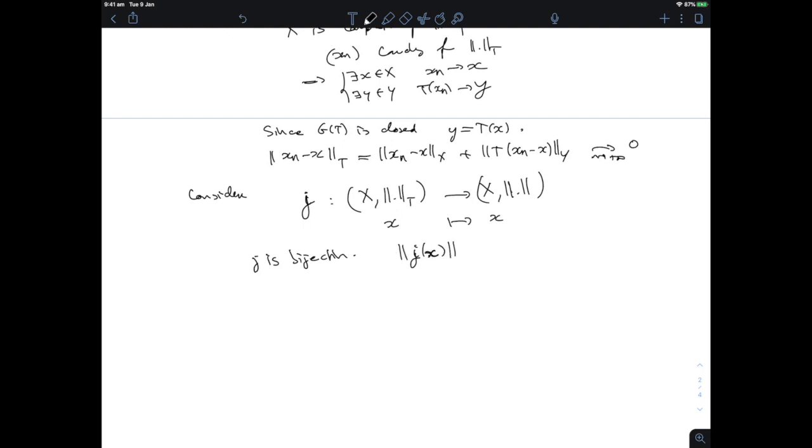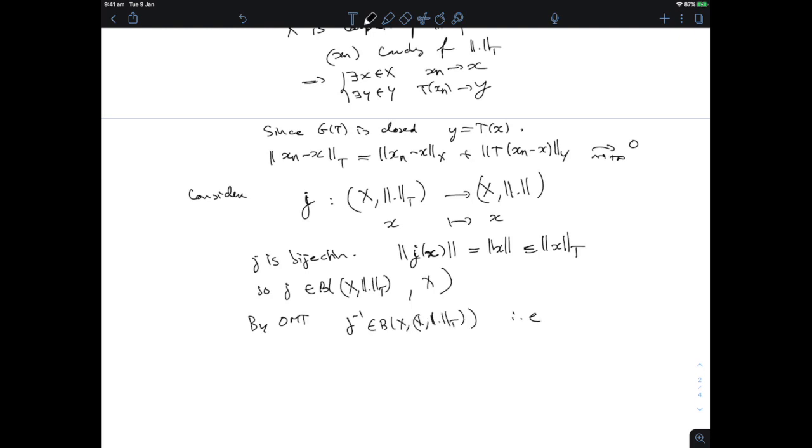And it's also a bounded linear map. Well, it's obviously linear. And it's bounded because the norm of x is certainly smaller than the T norm of x, because the T norm of x is the norm of x plus the norm of T(x). So J is continuous. So J is a bounded map between X endowed with the T norm and X with its standard norm. Okay, so what does the open mapping theorem tell me? Or more precisely, its corollary. It tells me that J^-1, which is also the identity but going the other way, has to be a bounded map between X and X endowed with the T norm.